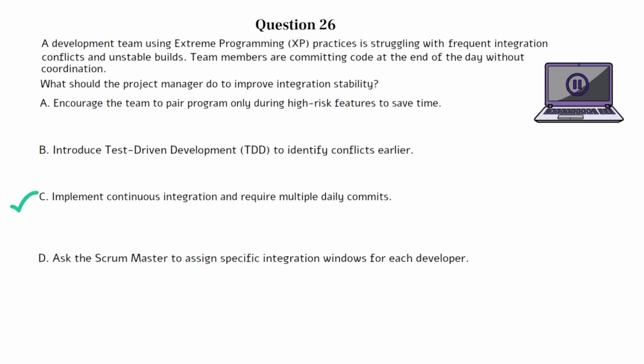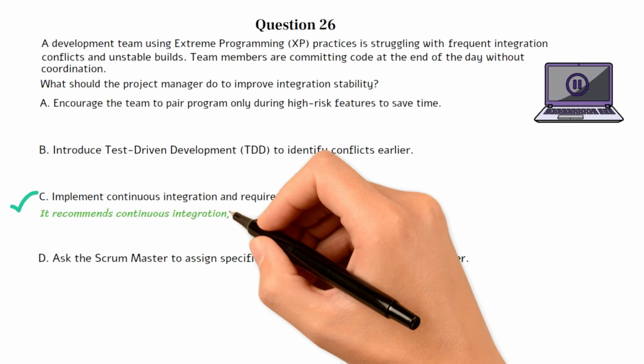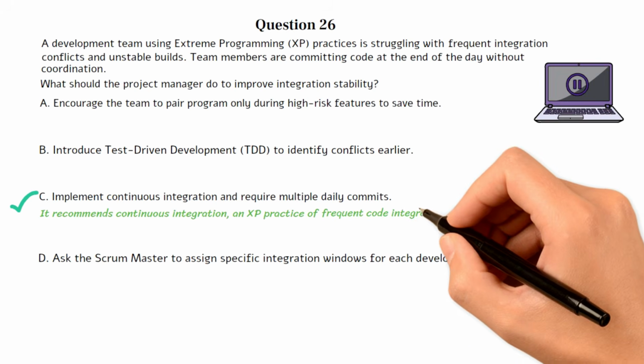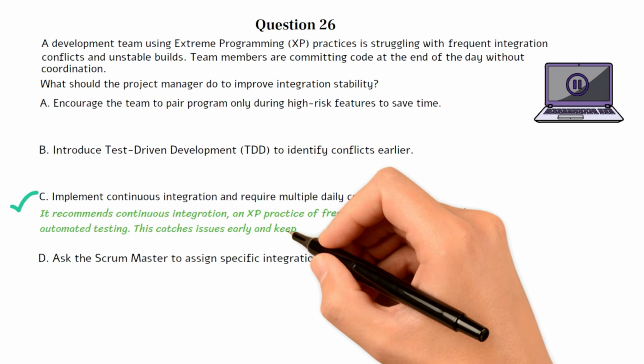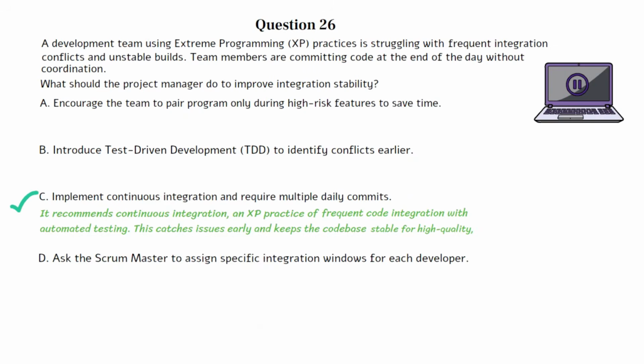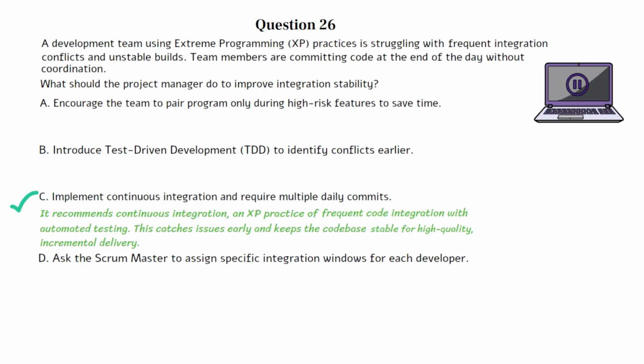Choice C is the best option because it recommends implementing continuous integration, a core XP practice that involves integrating code multiple times a day and running automated tests with each commit. This ensures that issues are caught early and the codebase remains stable, which is vital for high-quality incremental delivery.